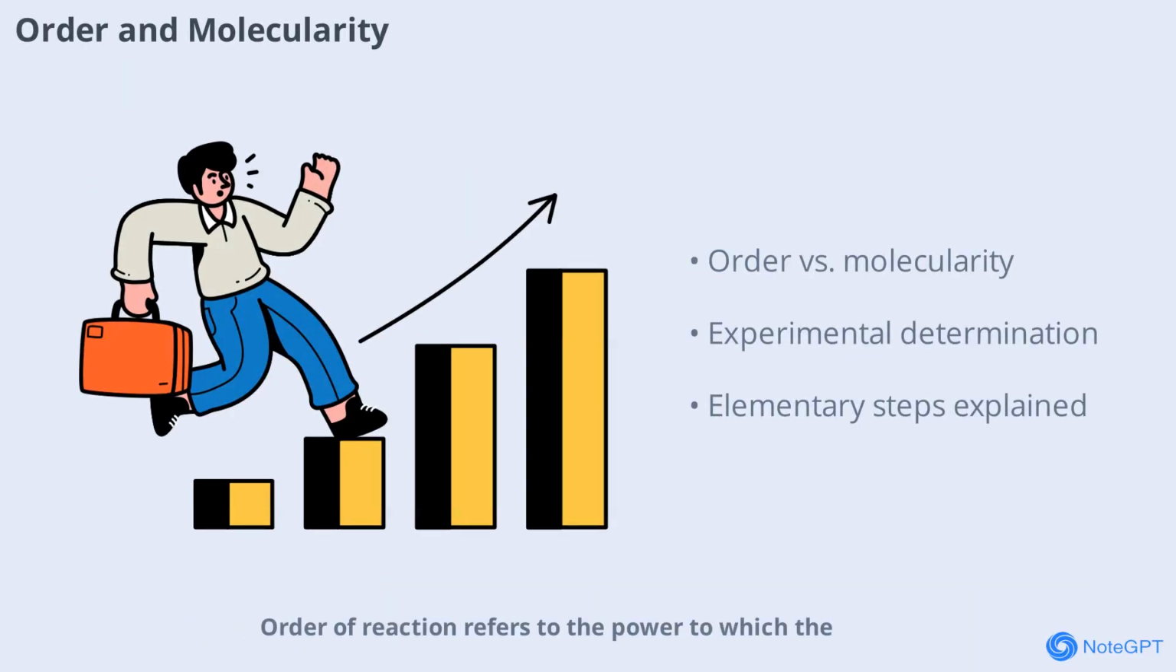Order of reaction refers to the power to which the concentration of a reactant is raised in the rate law. Molecularity is the number of molecules involved in an elementary step.